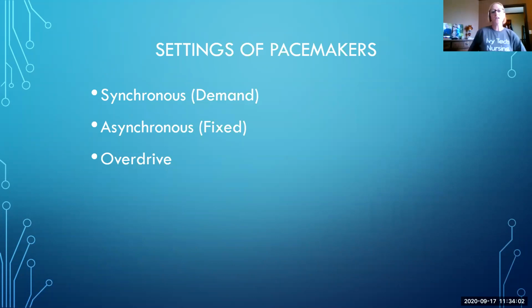So then we have our different settings of our pacemakers. We have synchronous, asynchronous, and overdrive. So our demand and our overdrive would be for our tachy and our brady. Our demand would be our brady, and our overdrive would be for our tachy. So bringing down the rhythm or bringing it up depending on what the problem is.